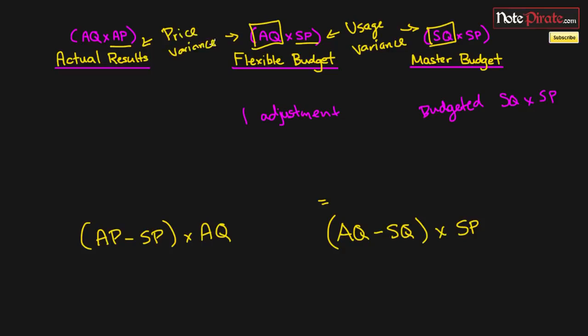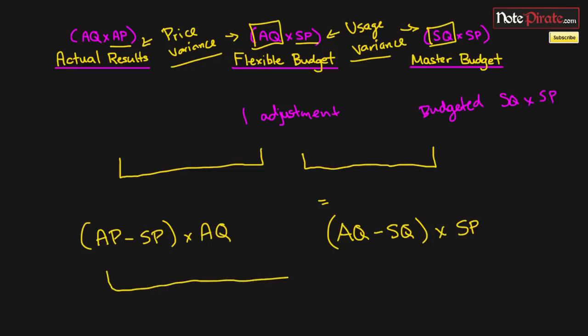So just remember that always between the master and the flexible budget, there's going to be a usage variance, and the difference between the flexible and the actual results will yield a price variance. And altogether, the difference between both the master budget, or the budgeted amounts, or your static budget, and your actual results will yield your total variance, just like I said at the beginning of this tutorial.